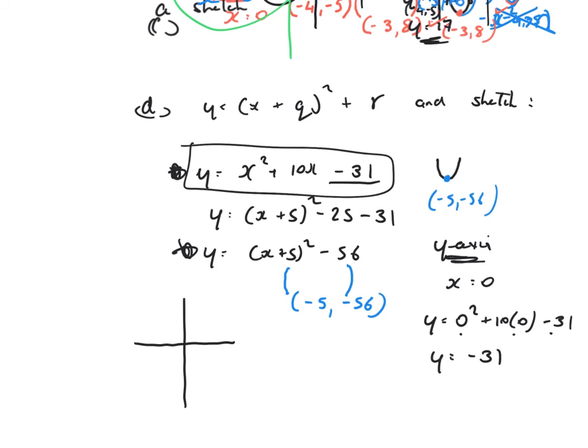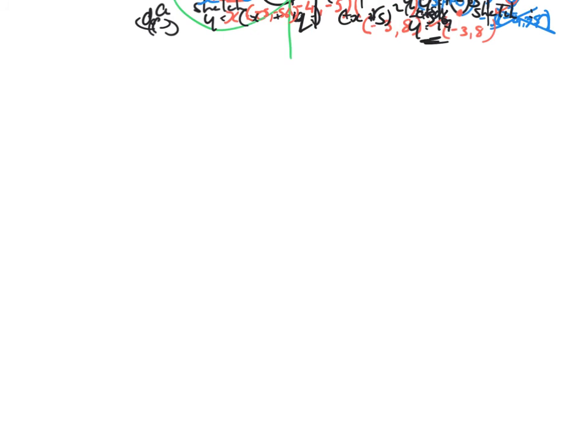So minus 5, minus 56, you don't have to measure that out exactly, that'll be quite difficult, but you just need to be quite reasonable. So along to minus 5 down to minus 56. Okay, so that might be a bit there. We're cutting the y-axis at minus 31, so let's mark that there. Concave down, take your time. And there we go.